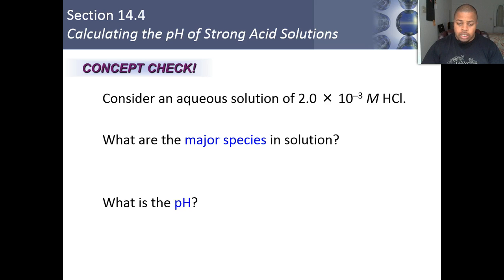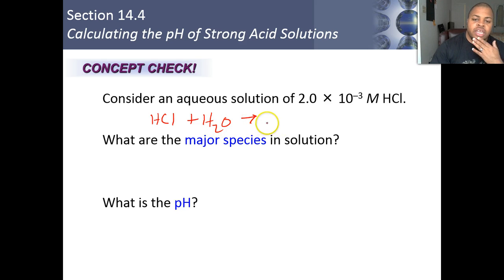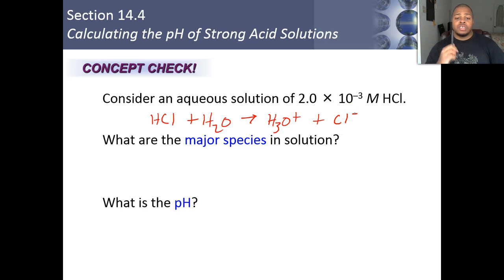Well, the first thing we need to do is figure out what our reaction is in the first place. Because it's aqueous, that means we're going to be looking at HCl plus H2O. And it's going to form, we're going to have the donation of this hydrogen from our HCl, because we know it's one of our strong acids. So it's H3O+ and Cl-.